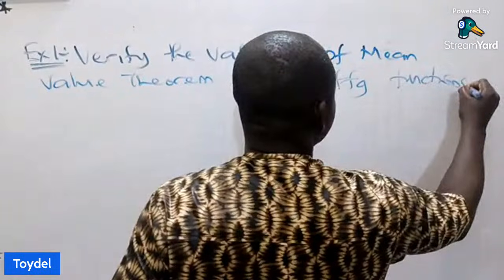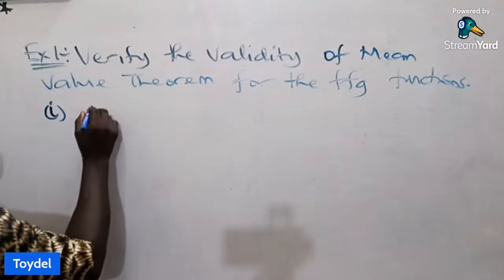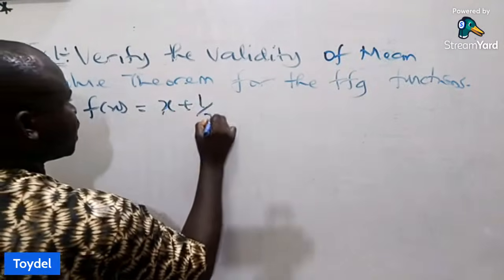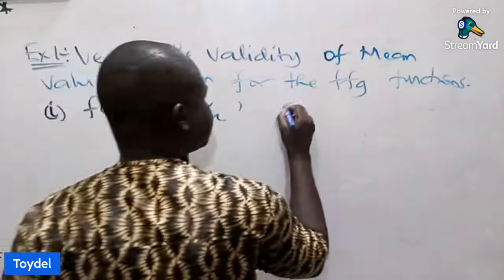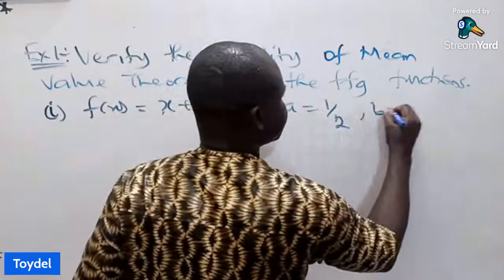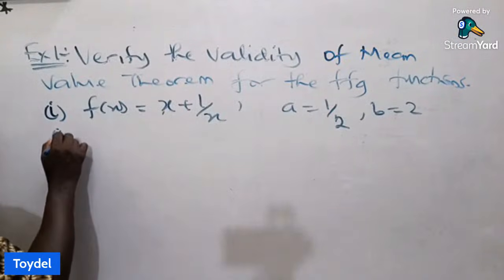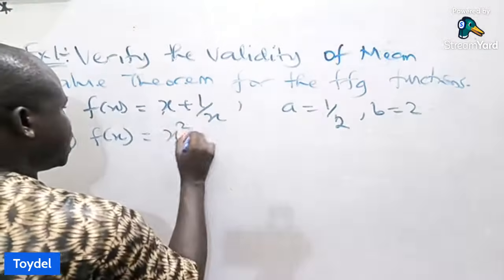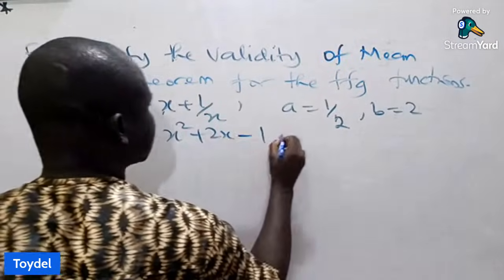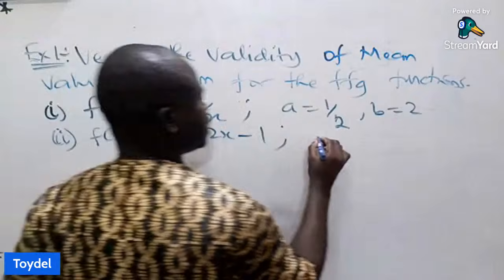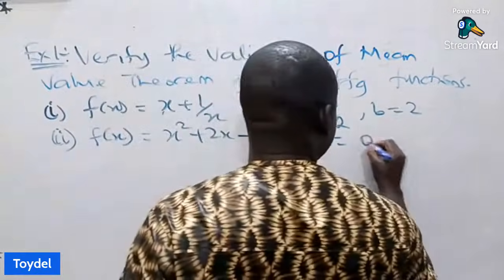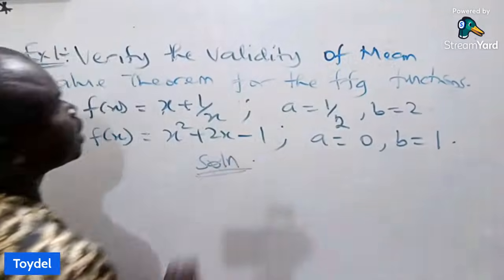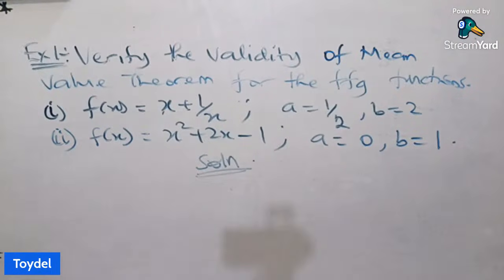So what are the functions? The first one, where we are given f of x is equal to x plus 1 over x. That's the function. Then we are given a to be equal to half and b to be equal to 2. Then the second function, we are given f of x to be equal to x squared plus 2x minus 1. Here we are given a to be equal to 0 and b to be equal to 1. So these are the 2 functions that we want to verify the validity of mean value theorem.